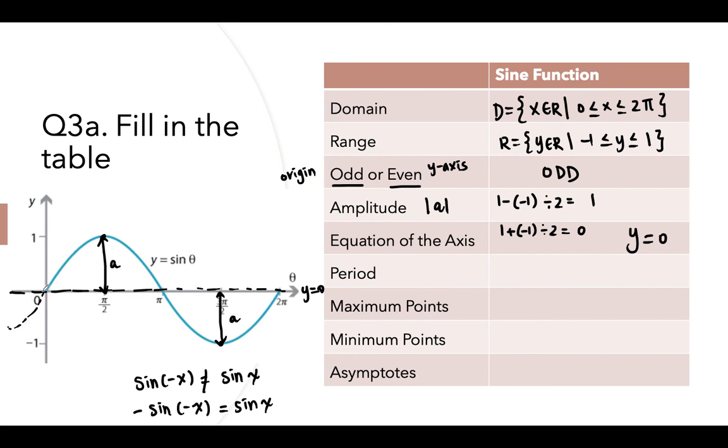Period, in this case, the one cycle is up to 2 pi. Maximum point is at pi over 2, 1. And minimum point is at 3 pi over 2, comma, -1. And do I have any asymptote? None. There is no asymptote here.